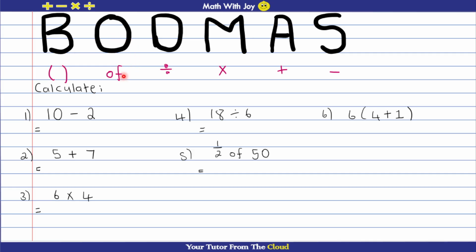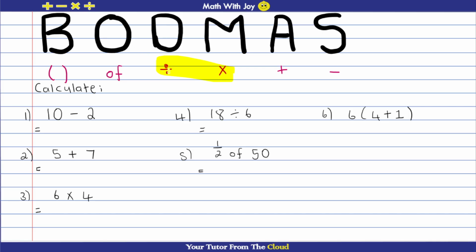Then you move on to the next order of operation, which is the of. You do that until you don't have that in the sum anymore. Then you go to division, multiplication, addition, and subtraction. What's very fun to understand is that if your sum only consists of divisions and multiplication, so if you only have these guys, right? By the way, division and multiplication, they are inverses of each other.